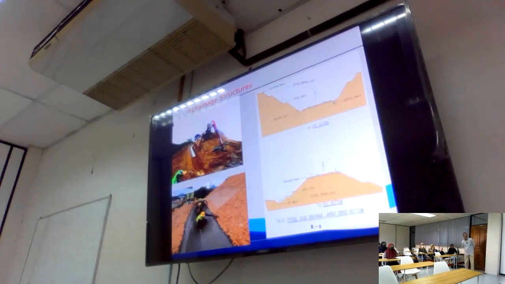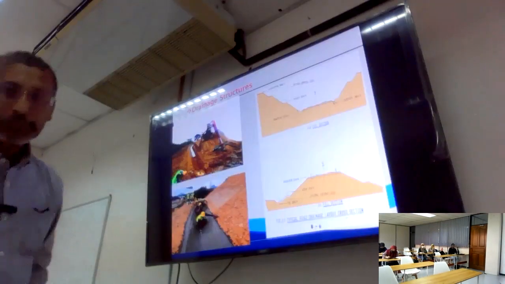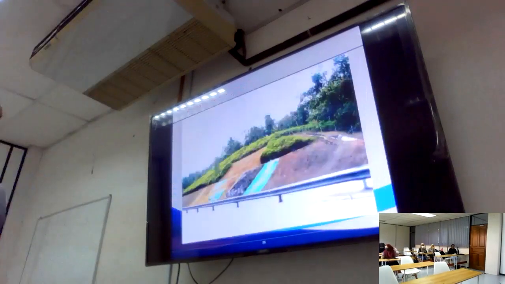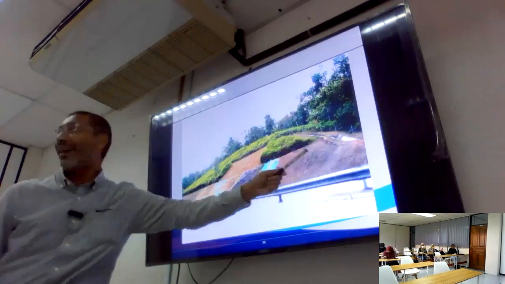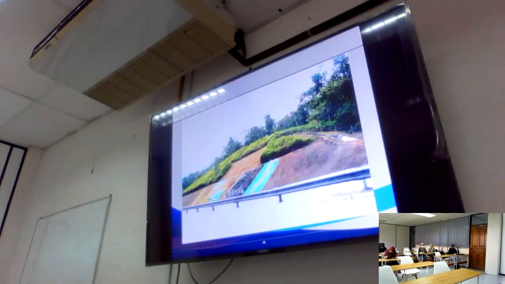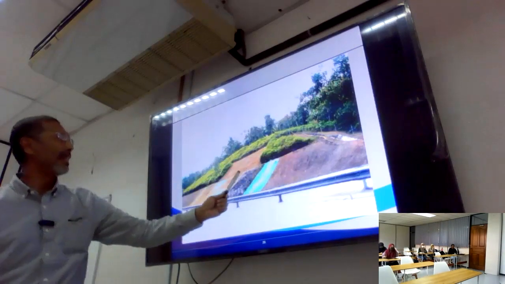Agak-agak lah. What drain? That's the interceptor drain. Right? The one down here is a bench drain. And the actual picture, mana dia? What drain is this? Nampak ke? Sama dengan tadi lah. You have interceptor up here, you have bench drain here.